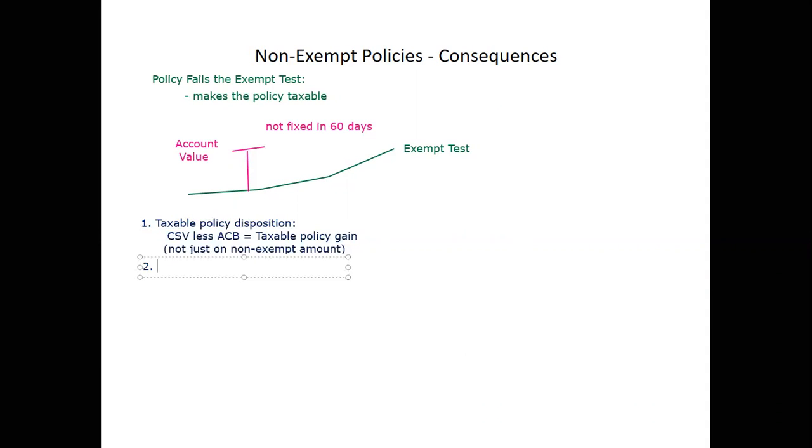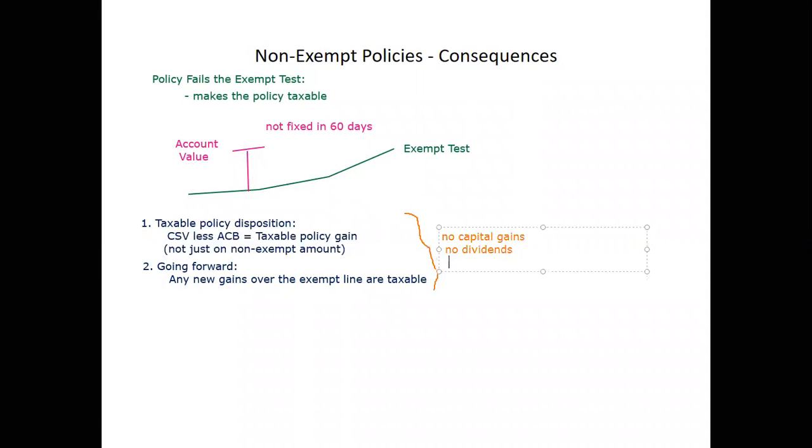And then going forward, any new gains over the exempt line are taxable, okay? And because these are all policy gains, there is no special tax treatment here. You already got your special tax treatment when we let the insurance contract grow on a tax-deferred basis up to that line. So there's no capital gains treatment, no dividends or anything like that. It's all just regular income.